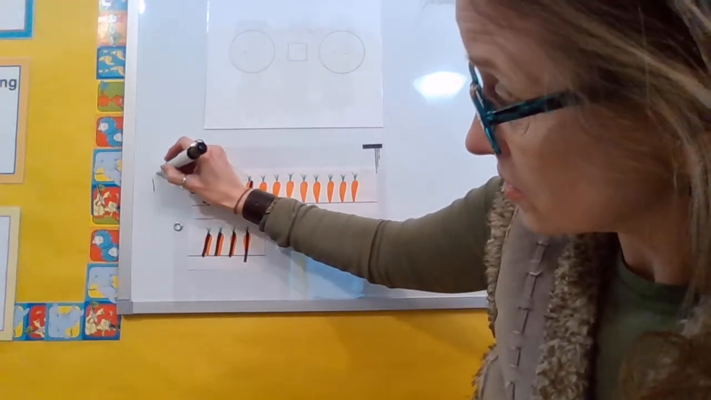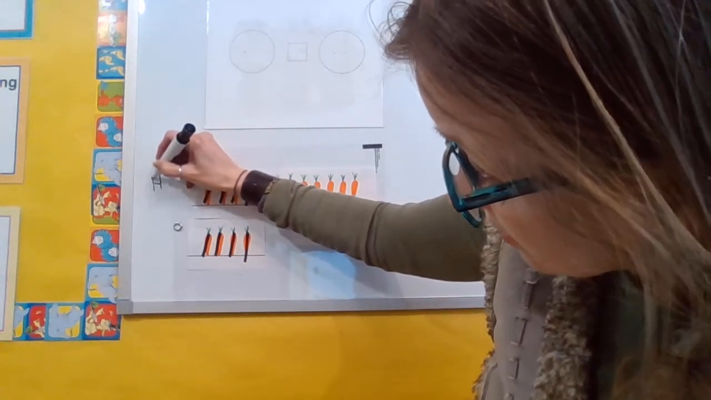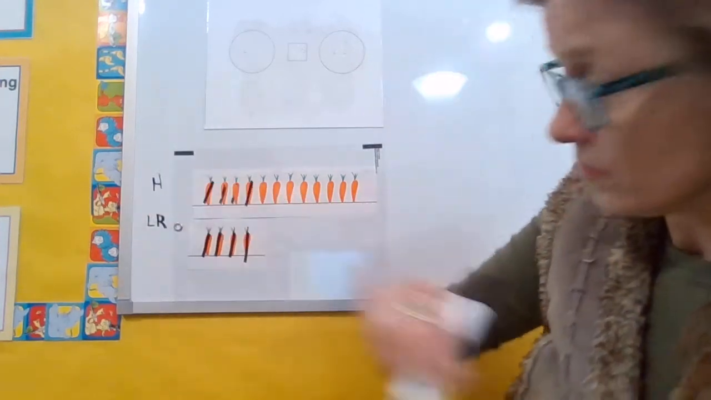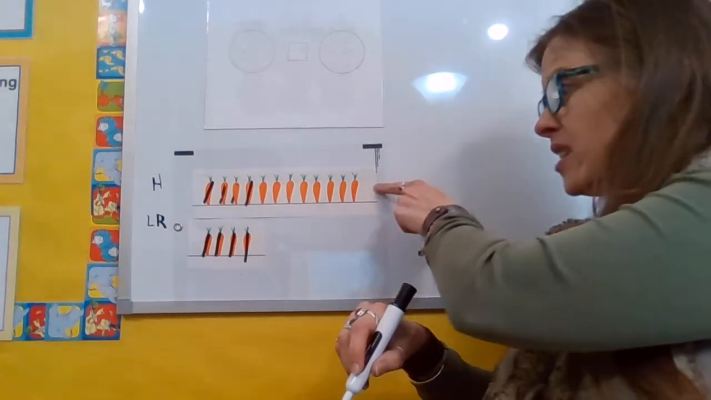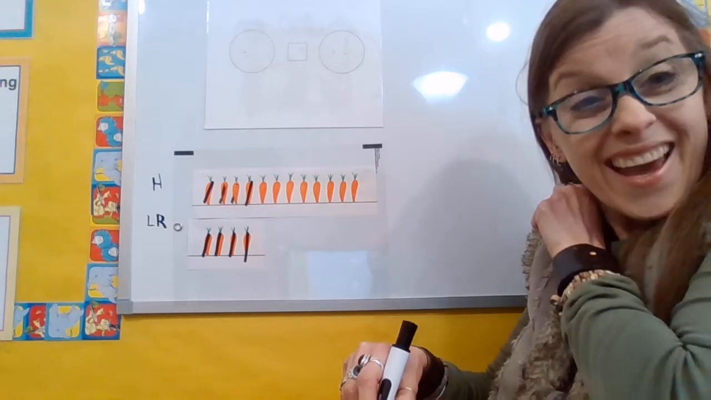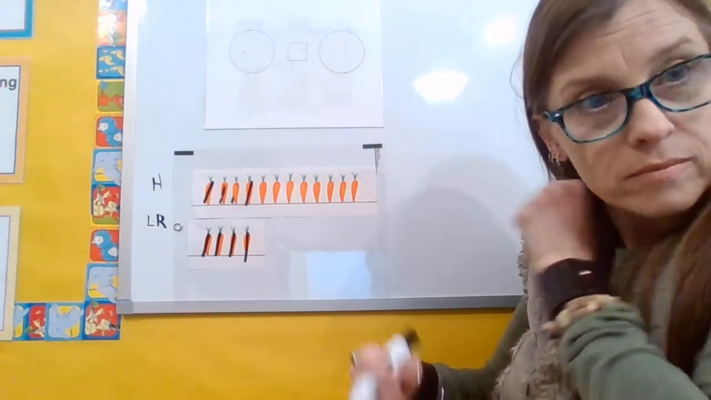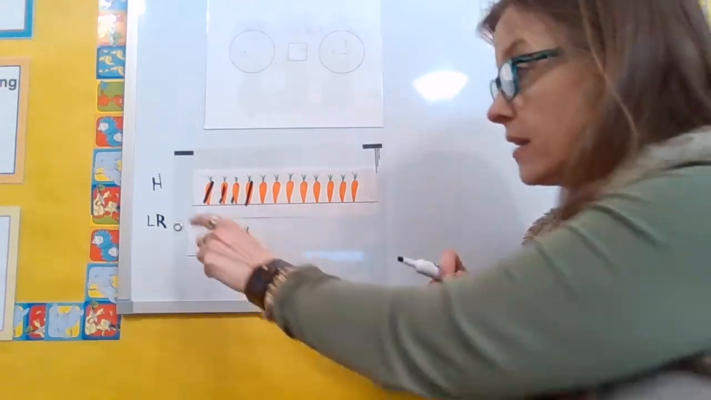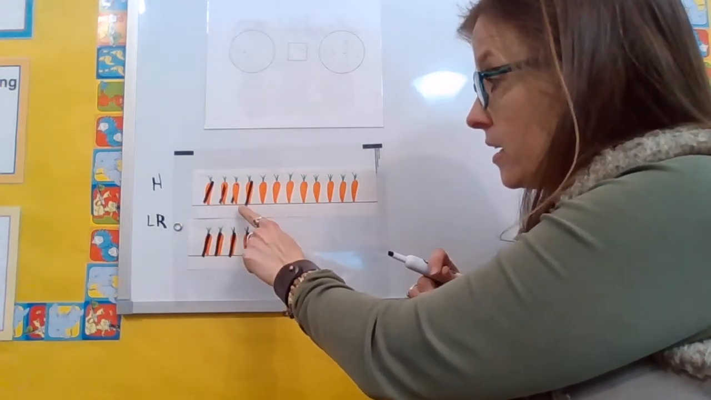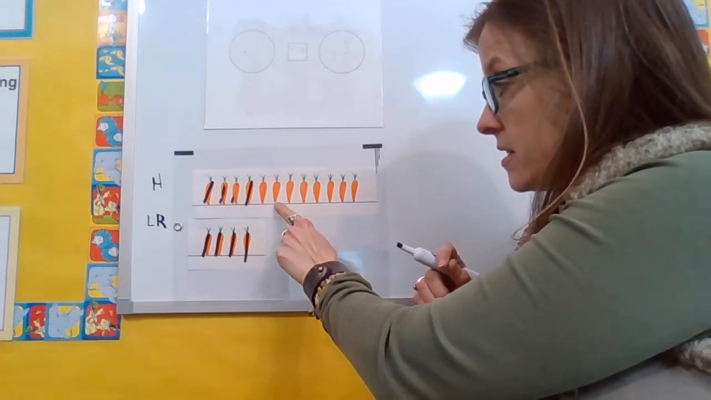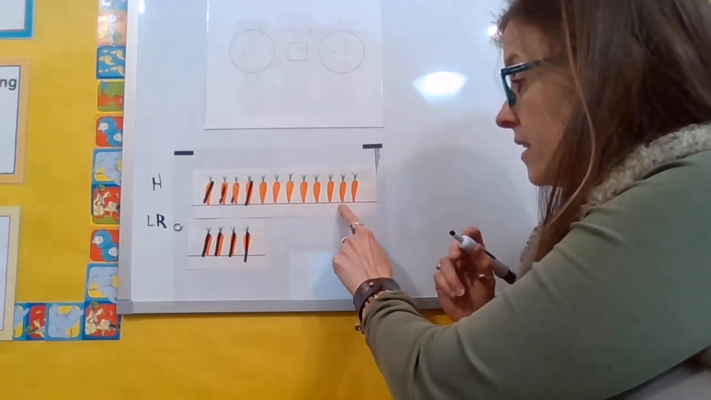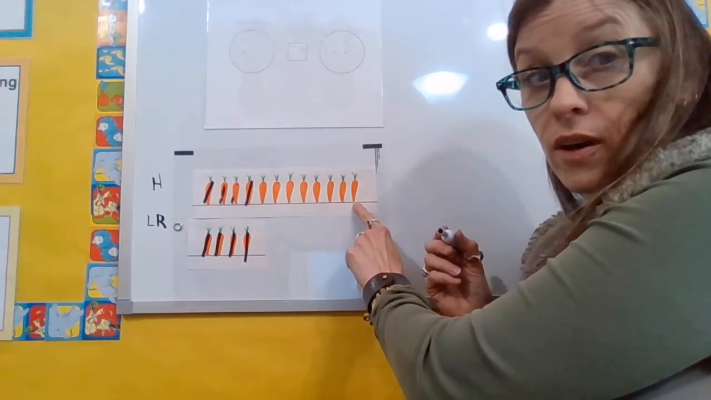This one was Horse. This one was Little Rabbit. Who had more? Yes, Horse had more. Let's see how else we could write that. Let's see how many Horse had. Ready? 1, 2, 3, 4, 5, 6, 7, 8, 9, 10, 11, 12.